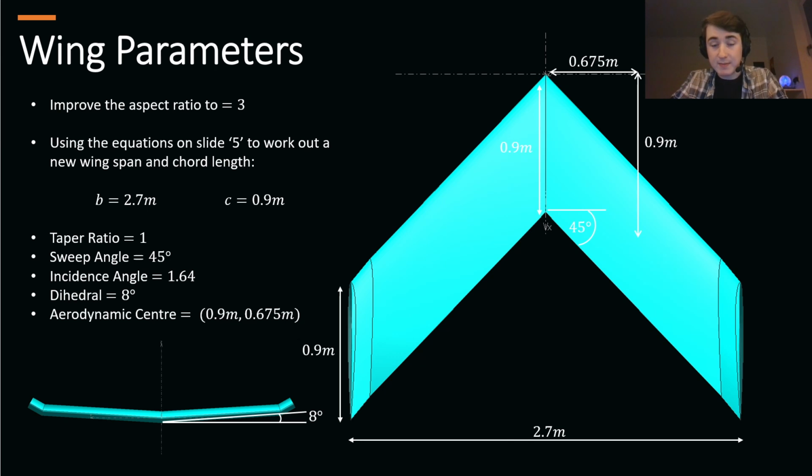Now the shape of the wing has been formed, we can calculate the coordinates of where the aerodynamic center is located. I've calculated this location to be 0.675 meters along the wingspan and then 0.9 meters down from this location.